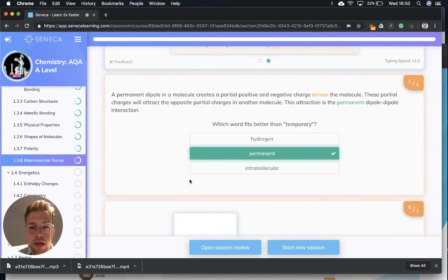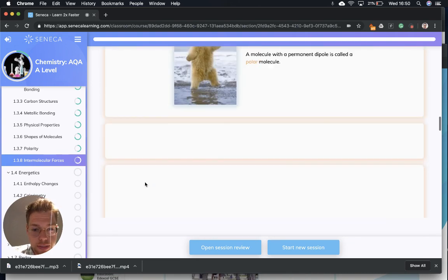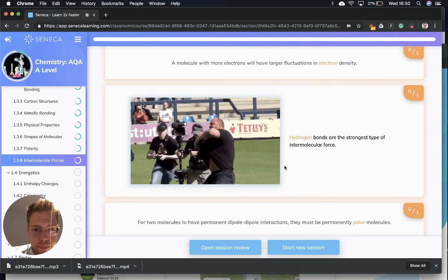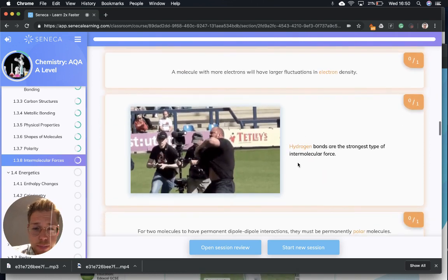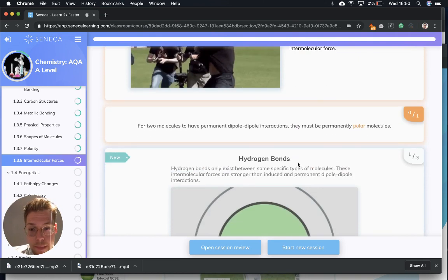Now, let's recap that. A permanent dipole in a molecule creates a partial positive charge and a negative charge across the molecule. These partial charges will attract the partial charge in the other molecule, and this attraction is a permanent dipole-dipole interaction. Now, what is the strongest type of intermolecular force? Well, if you've been listening, it's a hydrogen bond.